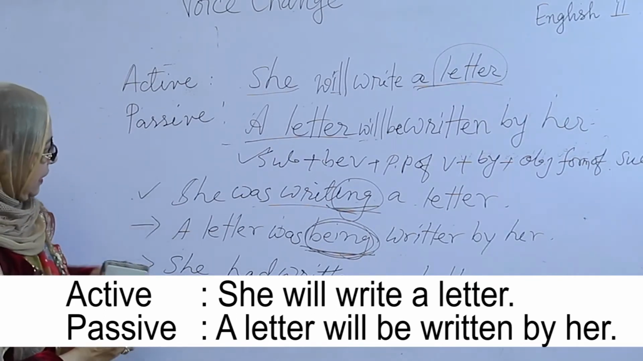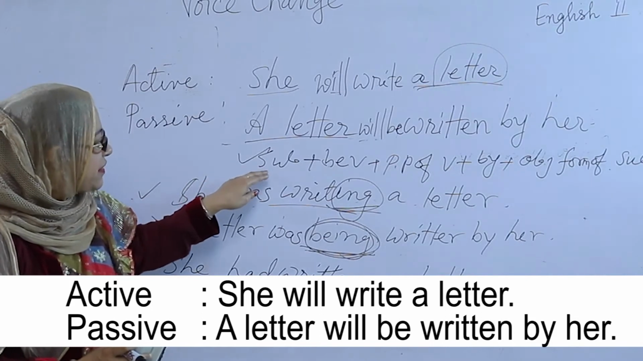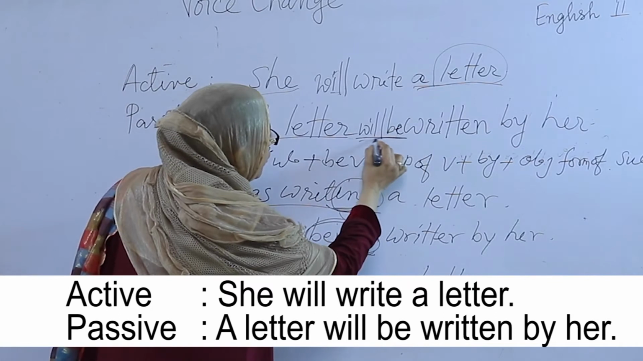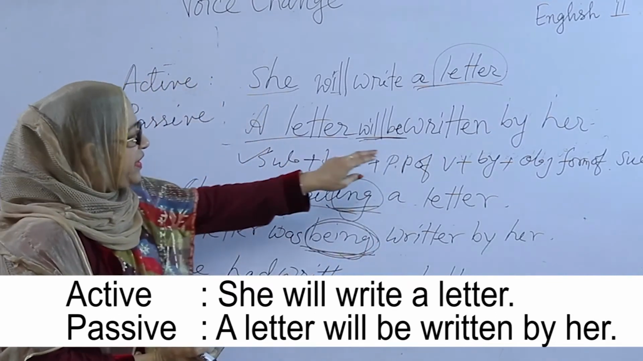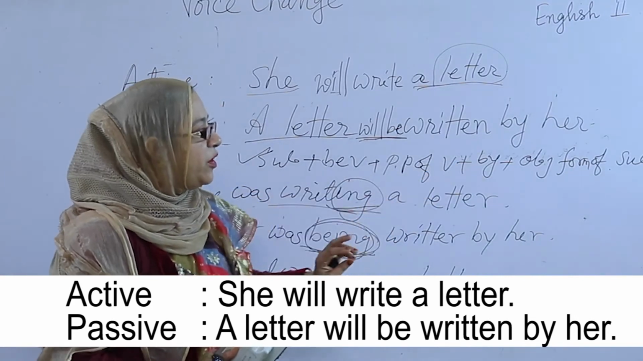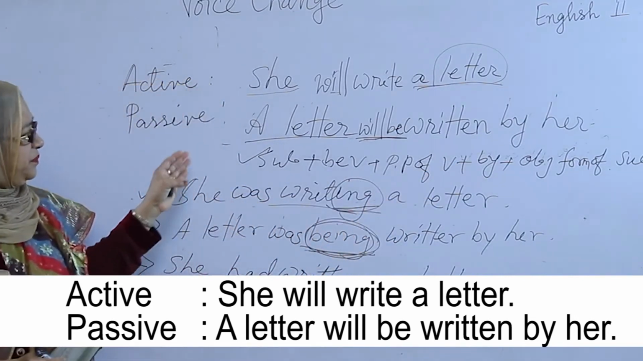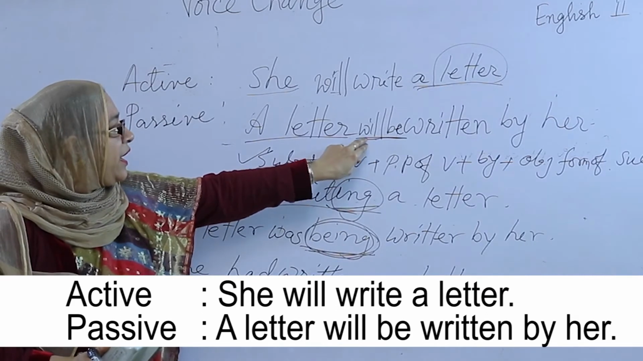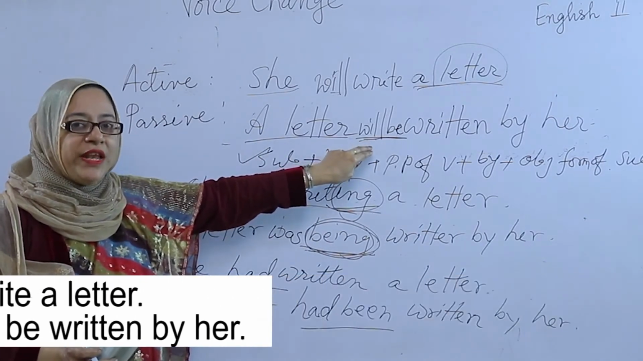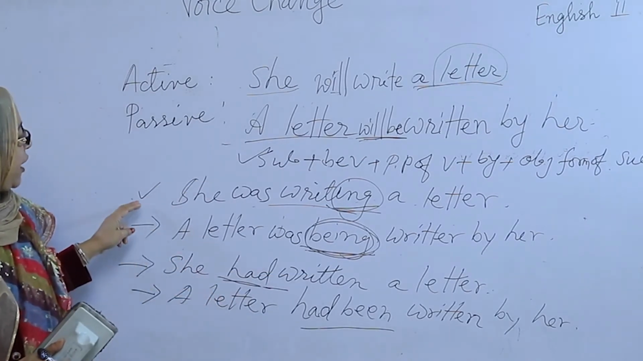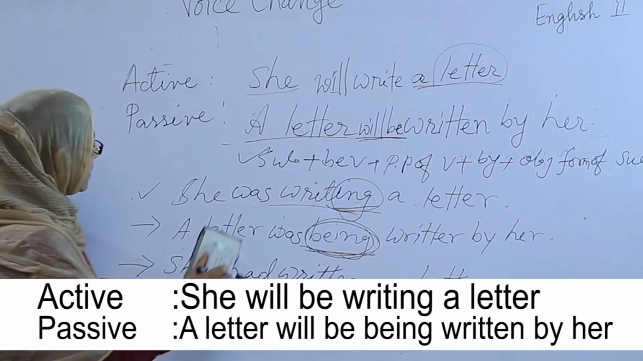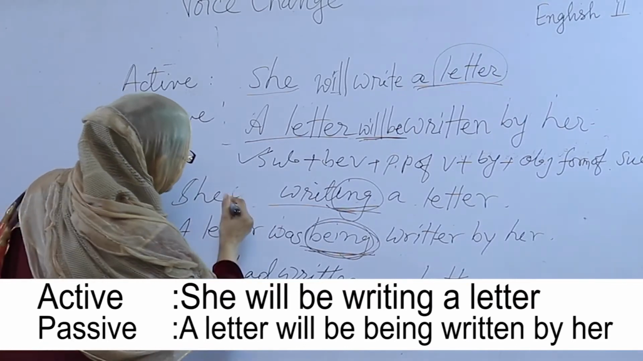And look at the board, the structure: subject plus be verb. This is the be verb. Will be, a letter will be written, past participle form of verb plus by plus objective form of subject. Only I changed will be. Then I will turn it into future continuous. She will be.